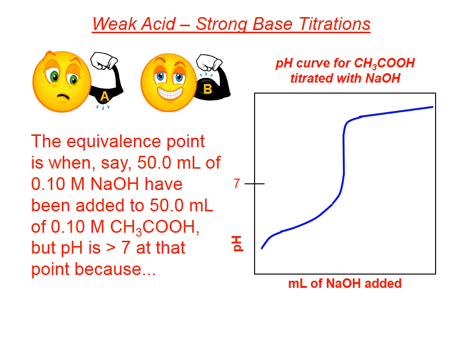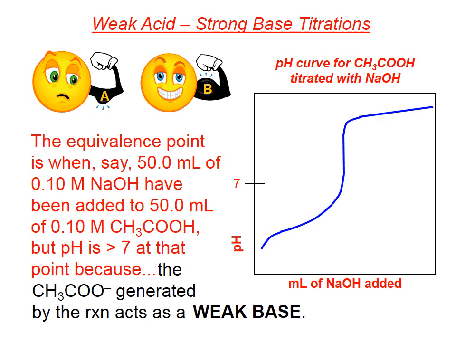The equivalence point is when, say, 50 mL of 0.1 molar NaOH, that's a strong base, have been added to 50 mL of 0.1 molar acetic acid, that's a weak acid. But the pH is greater than 7 at that point because the acetate ion that's generated by the reaction acts as a weak base. In a strong-strong titration, the pH will be equal to 7 at the equivalence point.